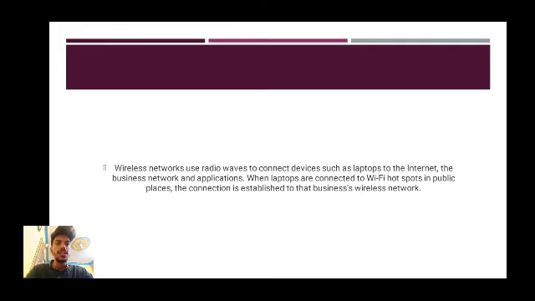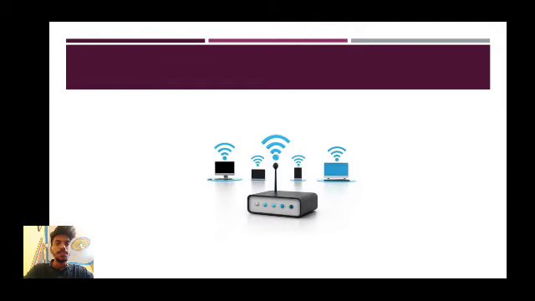Wireless networks basically use radio waves to connect devices and let them interact with each other, such as laptops to the internet, business networks and applications, mobile phones, speakers and many other examples.